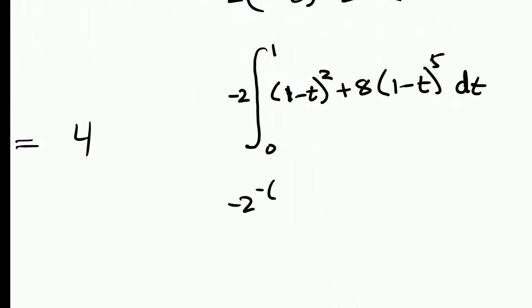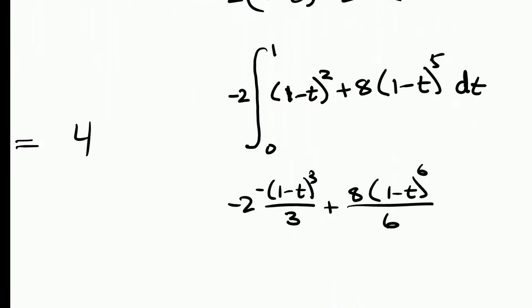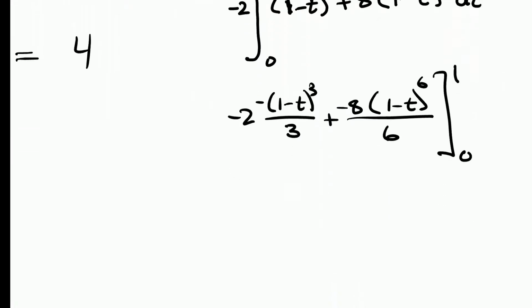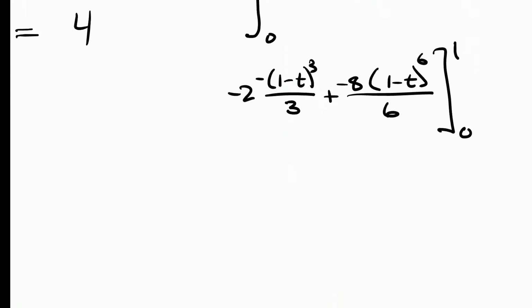I'm going to just put negative 1 minus t cubed over 3. And then this will be 8, 1 minus t to the 6th over 6. And I need another negative because of the substitution. Evaluated from 0 to 1. Look how convenient, because 1 minus 1 is 0. So I'll have 0 minus, what is this going to be? 1 cubed over 3, so this will be 2/3, positive because of the double negative.